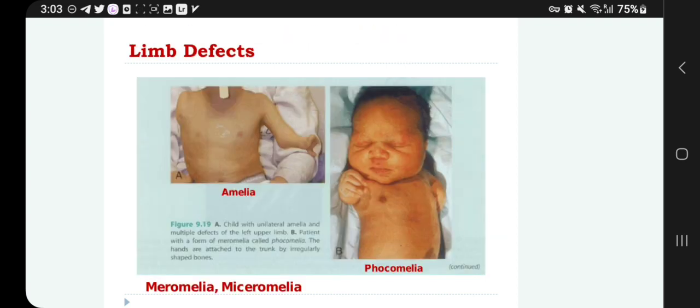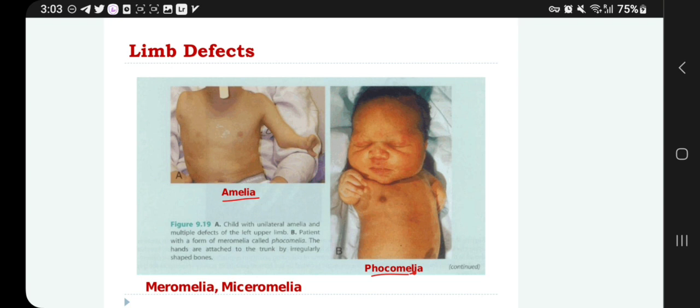Okay, we have some limb defects. In somebody where the limb is absent, we say amelia, meaning without any limb. The other limb defect is meromelia. Meromelia means a defect in, for example, the bone.